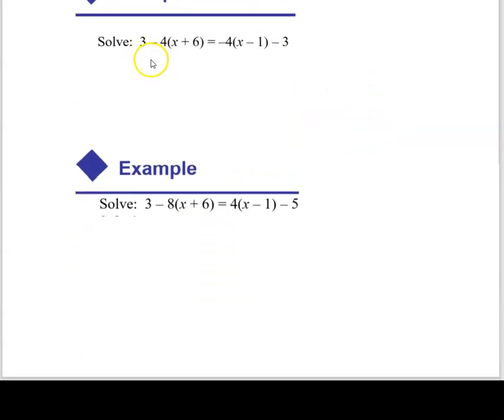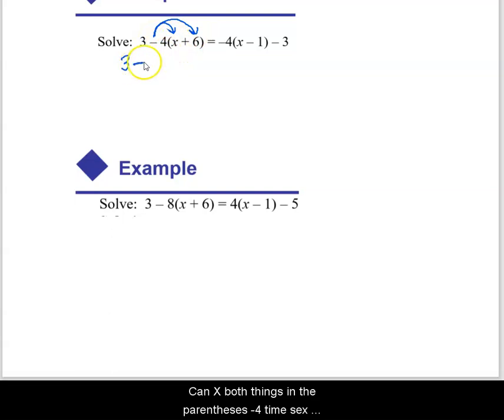Okay, so looking at this, you should realize that you've got to get rid of those parentheses first. You're going to have to use the distributive property. Take that negative 4. We're going to multiply it by both things in the parentheses. Negative 4 times x would be a minus 4x. Negative 4 times 6 is negative 24.